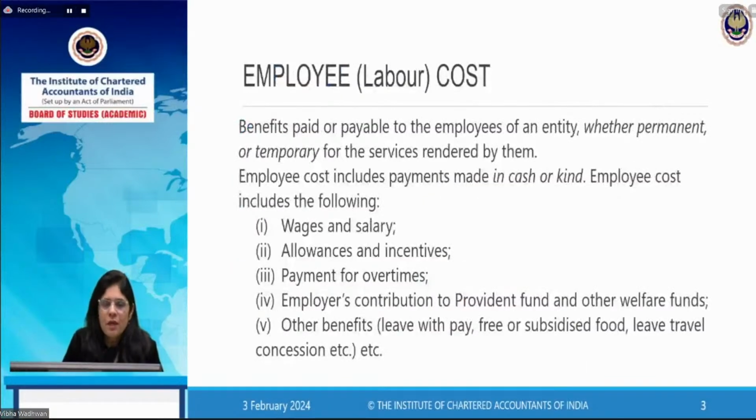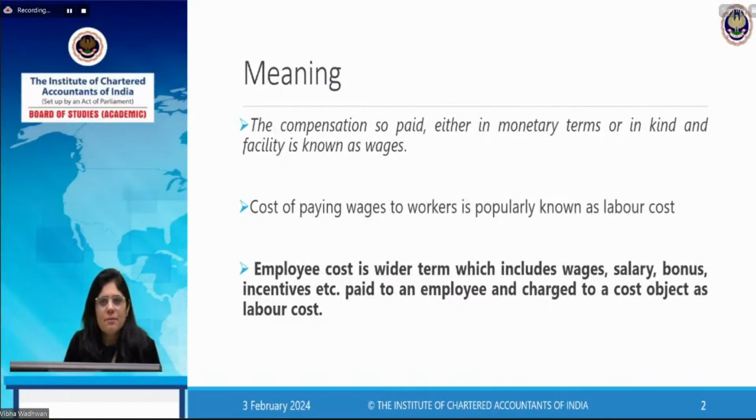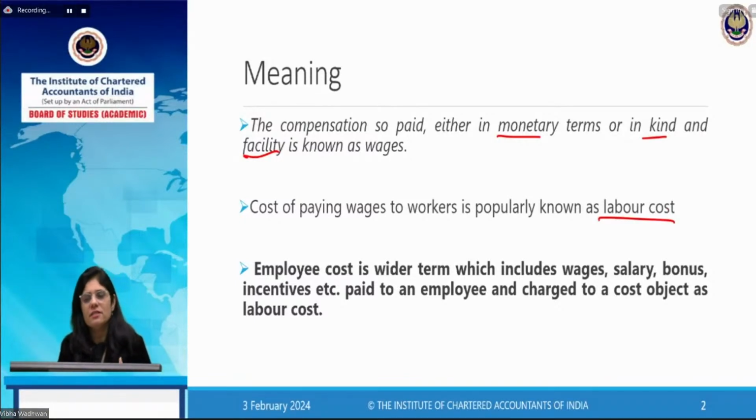All right. So what is employee cost? The compensation, what exactly is the labor cost, the wages, the compensation paid either in monetary terms, in kind or facility. So whatever you pay in money, kind or facility is known as wages. Cost of paying wages to workers is known as labor cost. All right. So whatever you are paying to the labor, whether it's in kind, whether it's money, or whether it's a facility you are giving, perquisite, which we call in tax.